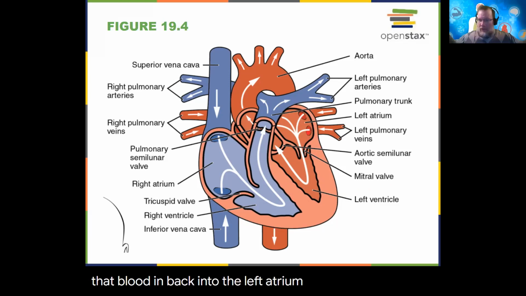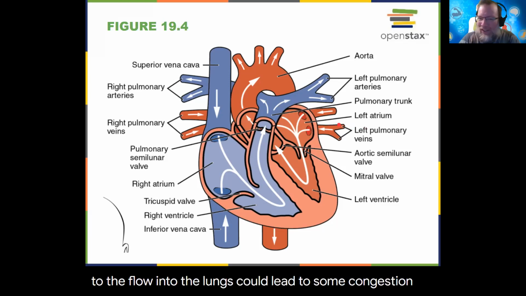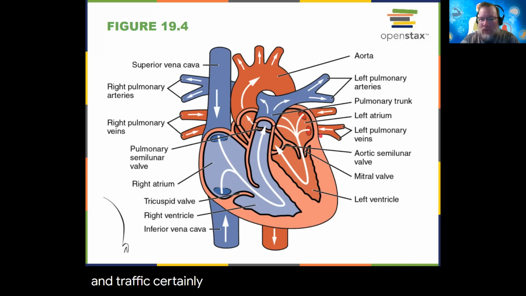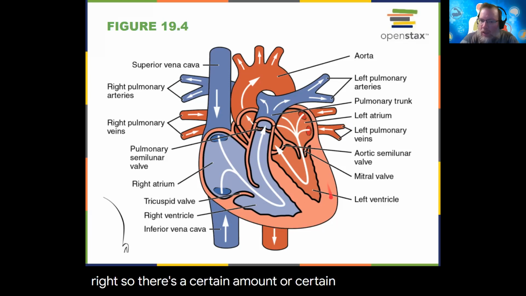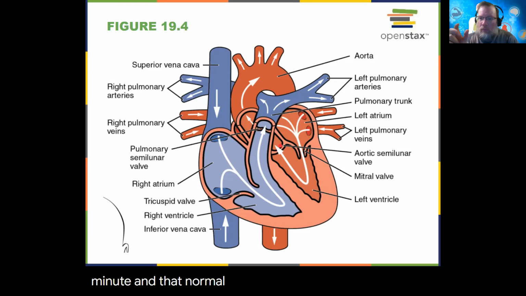And then that can have an effect going all the way back to the flow into the lungs. Could lead to some congestion in traffic, certainly. All right, so we need to fix a valve that's dysfunctional, because it's all about volumes, right? There's a certain volume that gets pumped out every second, and therefore every minute, and that normal volume, we call it cardiac output.